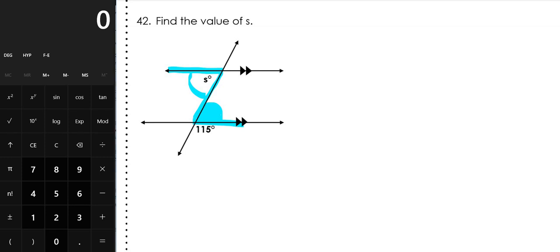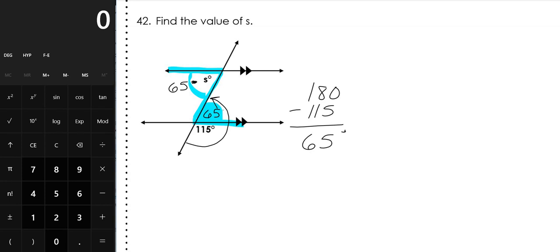I noticed that this angle that I just highlighted in blue is forming a linear pair with the 115 degrees. So I know that I can get that missing angle by subtracting 115 from 180. 180 minus 115 leaves me with 65 degrees. So 65 is the measurement right here, which means according to our Zaro Z, angle S is also 65 degrees.